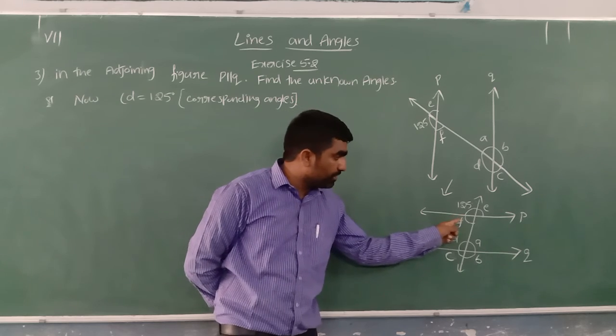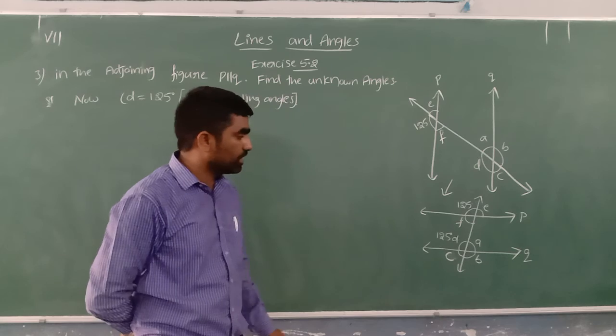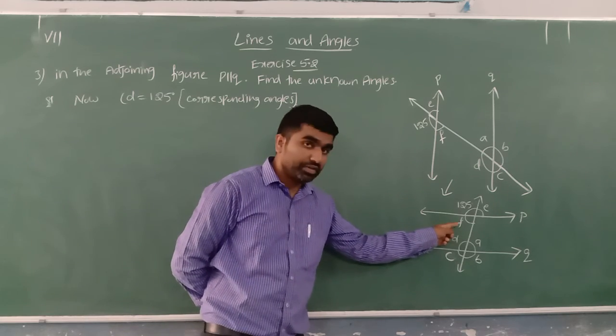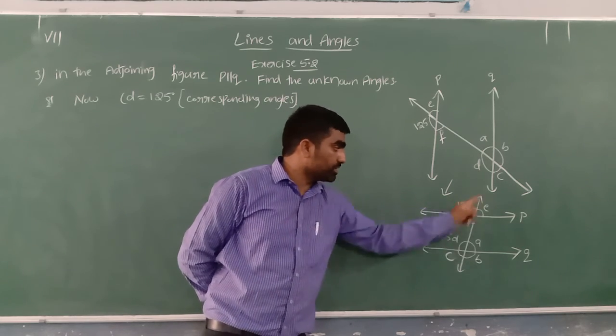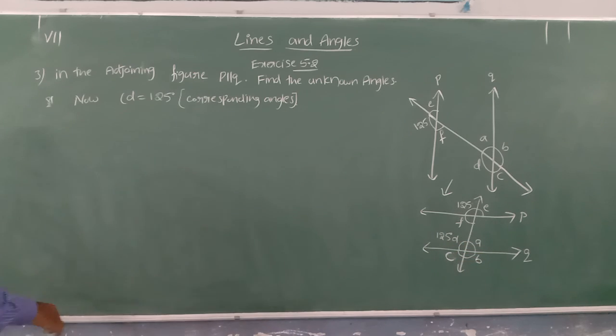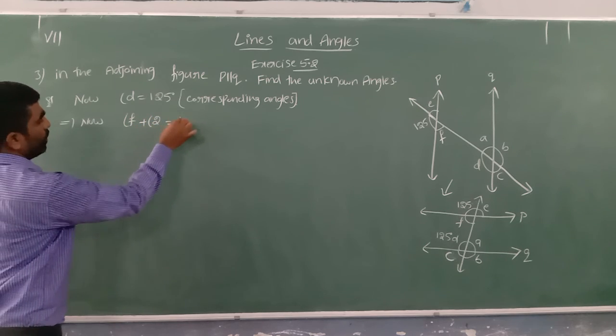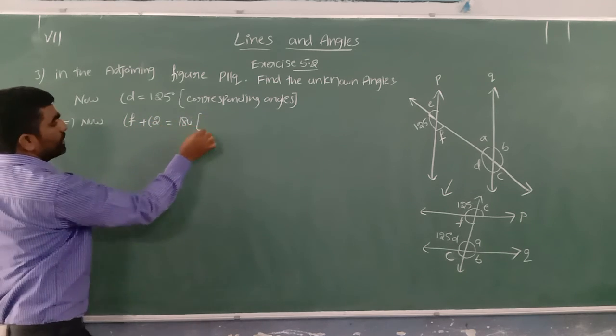After getting F, we can find E, since both are vertically opposite angles. Now we try to find F. Once we get F, we get E also. Then we think about the other unknown values. Now let me write here. From the figure, angle F plus angle D is equal to 180 degrees. What is the reason?